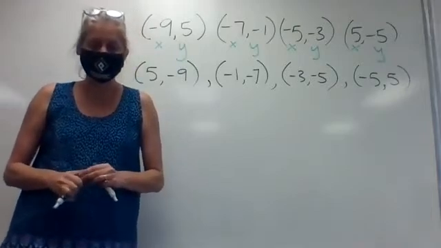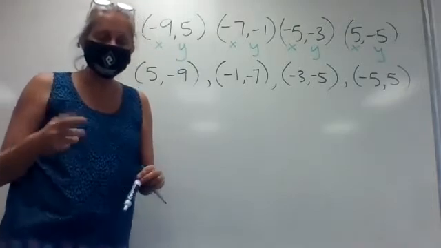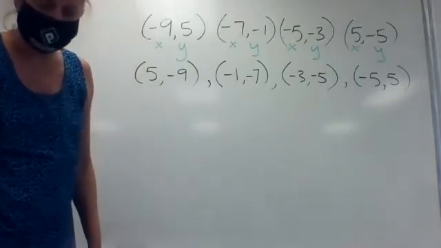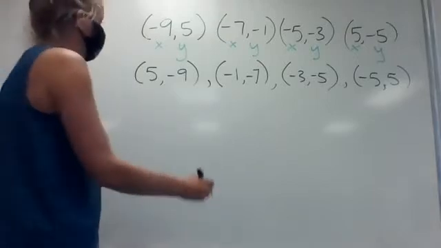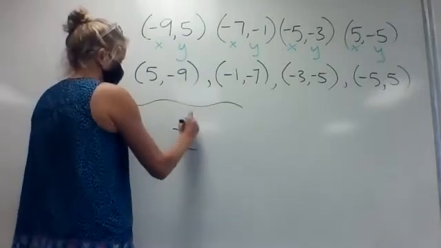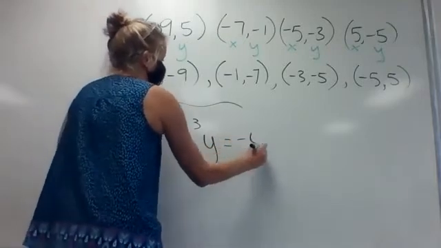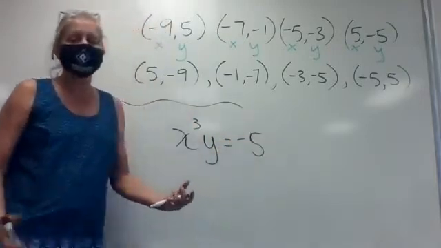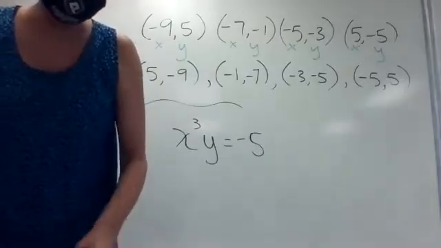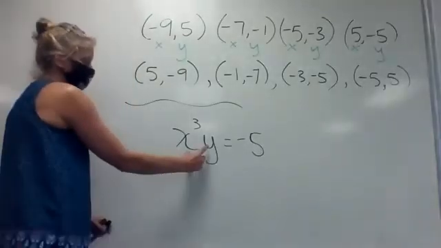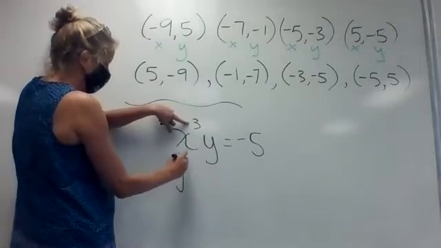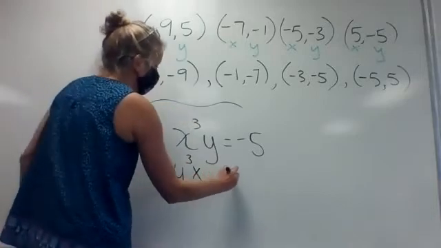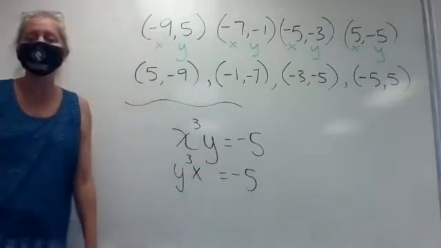On number 2, same idea. It's just that it gives you an equation and asks for the inverse. So x to the third y equals -5. So it just wants what the inverse equation would be, which just means y to the third x equals -5. That's all you're doing there.